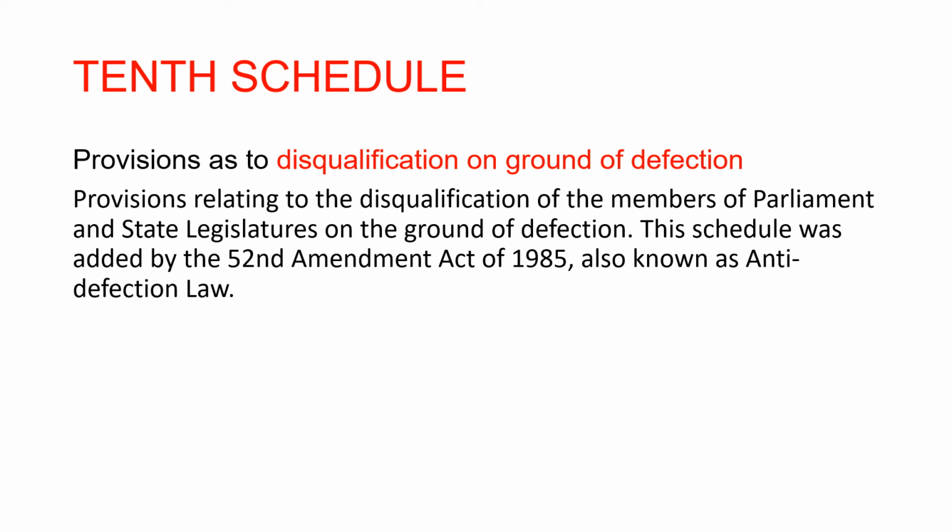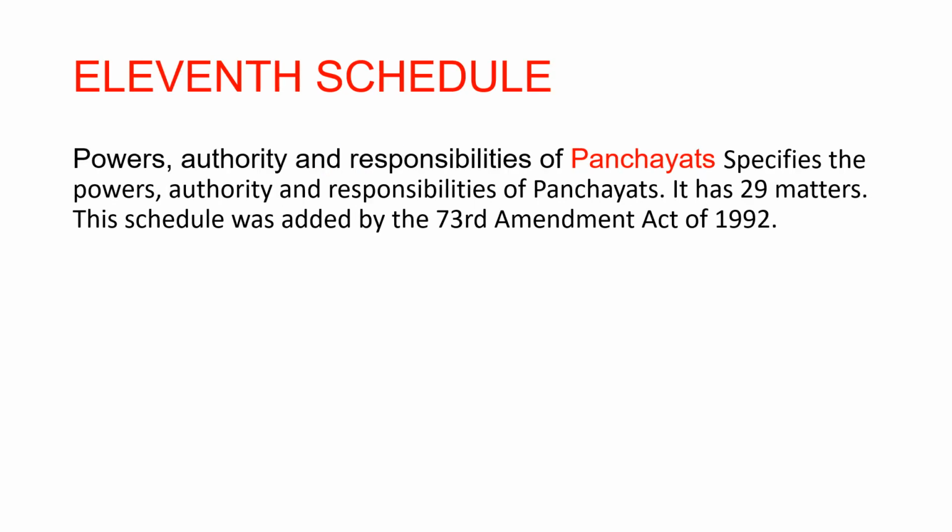Provisions related to disqualification of the members of Parliament and state legislatures on the grounds of defection. This schedule was added by the 52nd Amendment Act of 1985. The 52nd Amendment Act of 1985, or the tenth schedule, is also known as the anti-defection law.